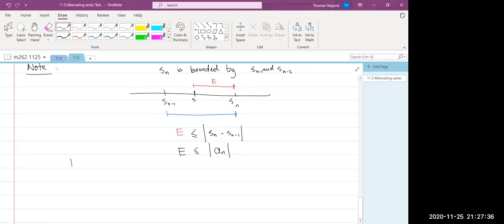So the error, which is the difference between the infinite sum and the nth partial sum, will be less than or equal to the absolute value of the nth term. Actually, to be more precise, if we see a sub n as the non-negative part, then the error will be less than that. Okay, now how do we use this fact? How do we use this fact? Let's see number 24.